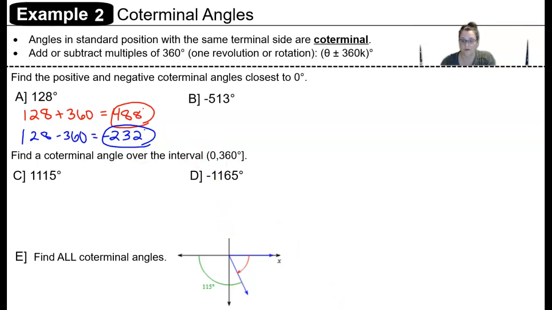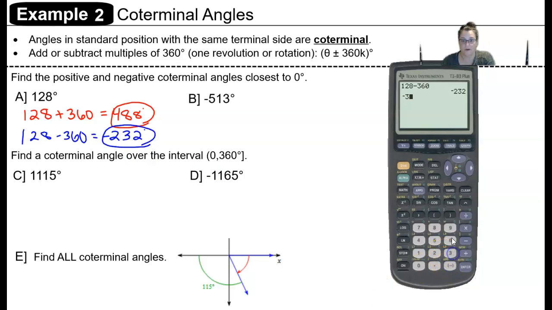Again, I could keep subtracting if I wanted to find another negative coterminal angle. So negative 592 degrees is coterminal with 128. It's also coterminal with 488, right? All of these angles are just revolutions around the same circle. They have the same terminal side.